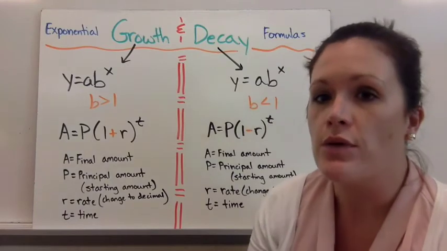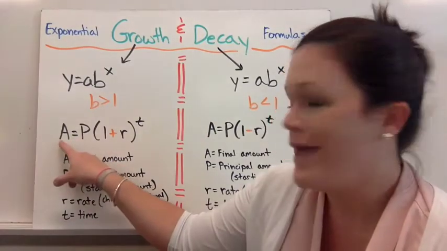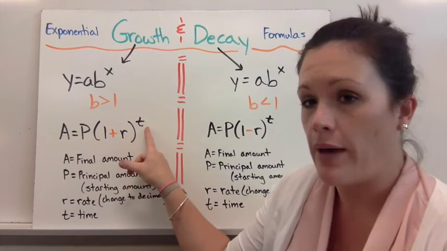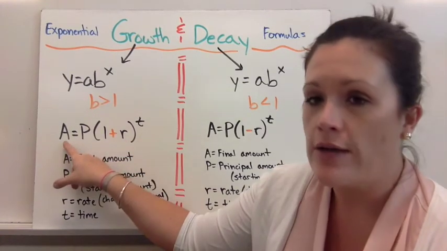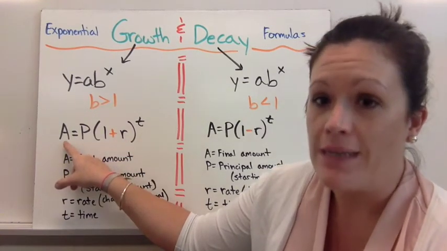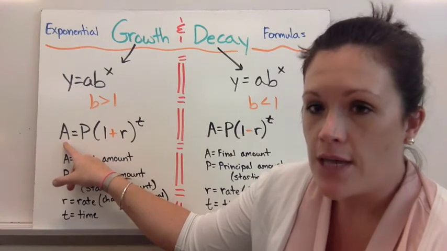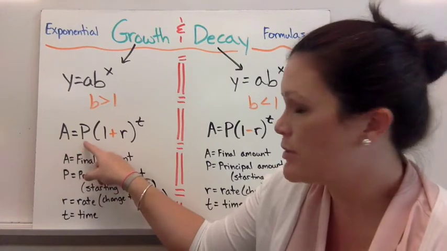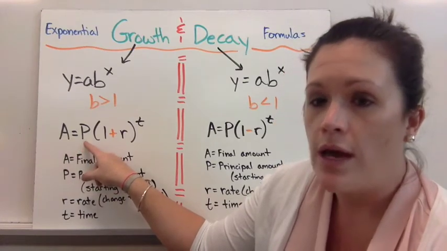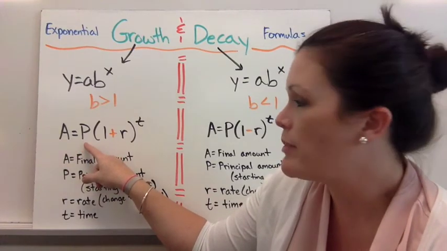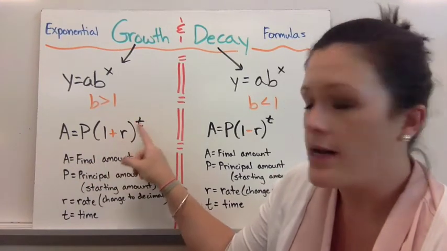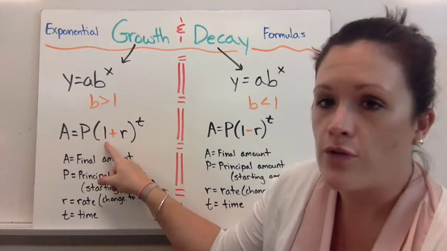So sometimes you'll see it written like this with A equals P times (1 plus r) to the t power, where A would be your final amount of whatever you're talking about, like bacteria, population size, the value of your house, for instance. P is the principal amount. So what did you start with? How much did you spend on the house? What was the population size before it grew? R is rate and T is time, and the 1 is always part of your formula.